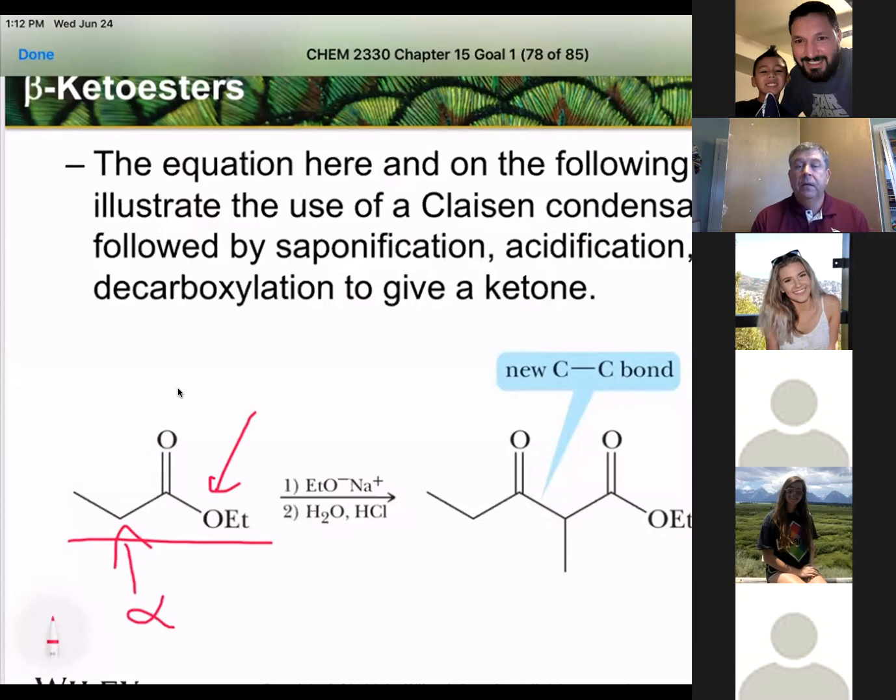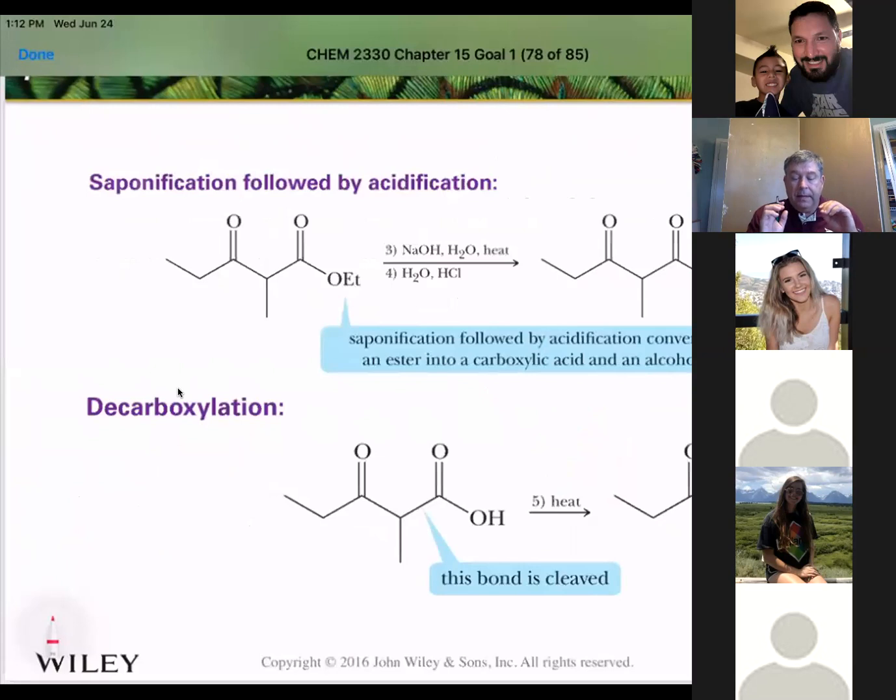Okay, so what we're going to be doing is making our anion here, and that's also where we're going to create our new carbon-carbon bond. But that compound there also lost ethanol. So we need to keep track of where that ethanol was and why it ended up there. Okay, so let's look at this in a more stepwise fashion.